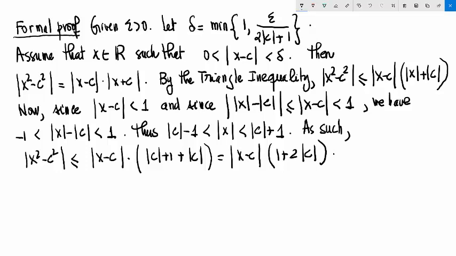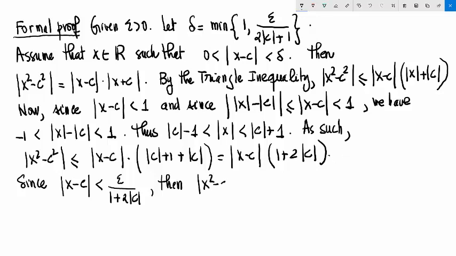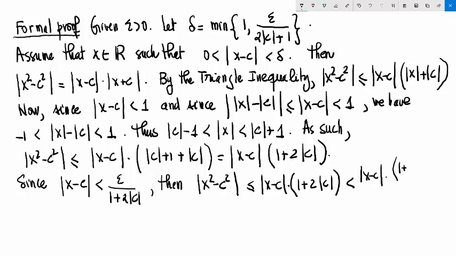And since the distance between x and c is less than epsilon over 1 plus 2 times the absolute value of c as well, according to this assumption here, right? Then, let me call this here star. Then the distance between x squared and c squared, which is less or equal to the absolute value of x minus c times 1 plus 2 times the absolute value of c, is going to be less than epsilon times 1 plus 2 times the absolute value of c.